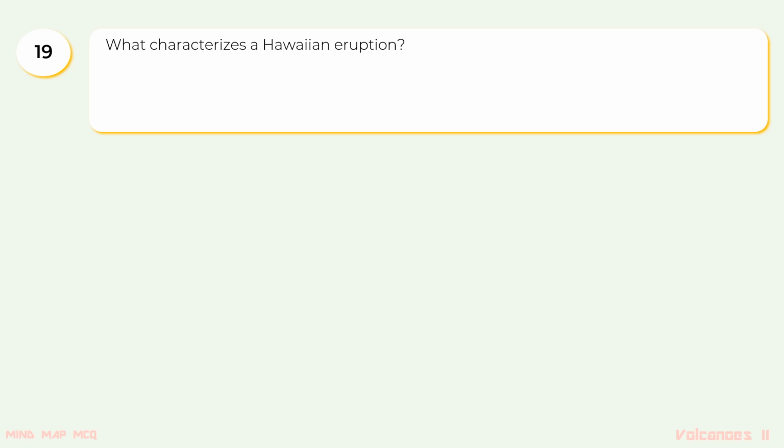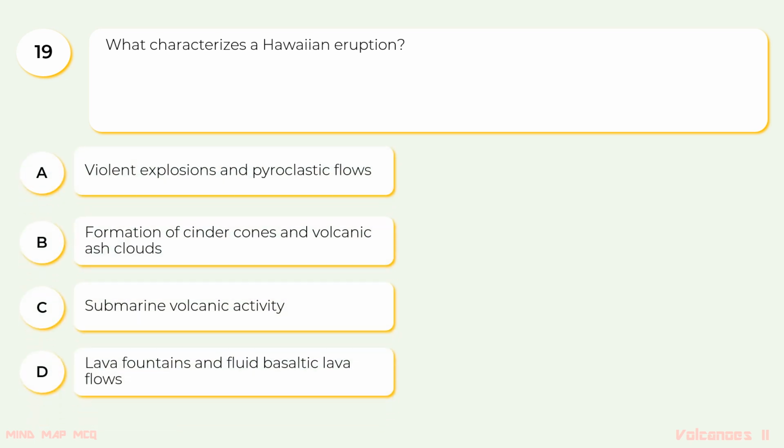19. What characterizes a Hawaiian eruption? The options are A. violent explosion and pyroclastic flows, B. formation of cinder cones and volcanic ash clouds, C. submarine volcanic activity, D. lava fountains and fluid basaltic lava flows.